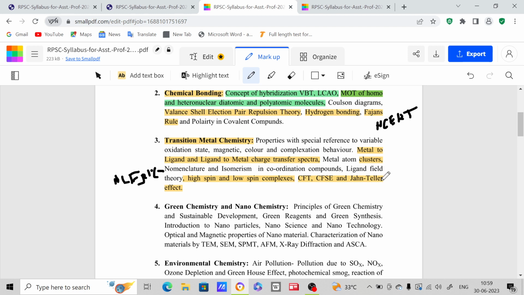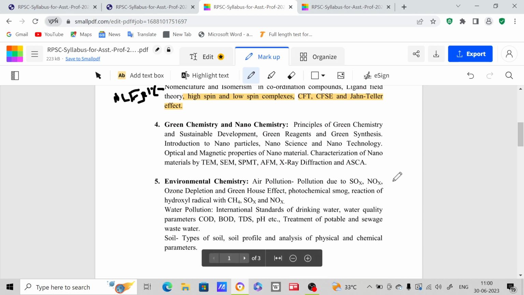Also, if you want previous year questions of this RPSC particularly, you can find them on their website. On the RPSC website, they have provided all previous year question papers. You don't need to worry. The next one is green chemistry and nanochemistry. This chapter is not that important, but yes, 1 or 2 questions you can expect from green chemistry and nanochemistry. If you don't have this source, I will try to provide it in my Telegram channel.